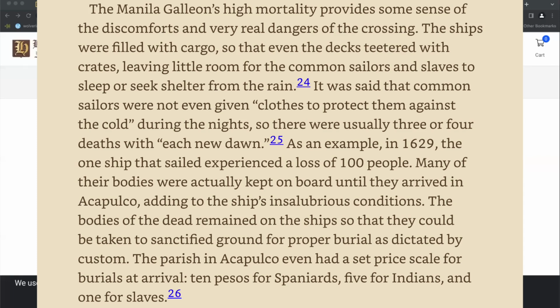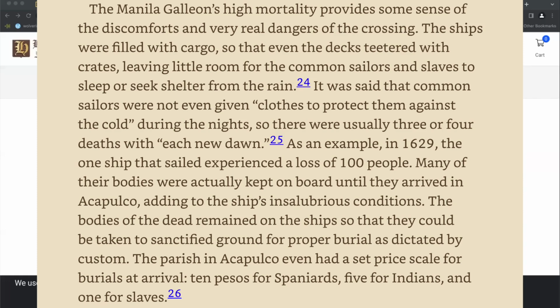You hear what's going on in this middle passage, guys? This ain't no Kunta Kinte story. This is real history. As an example, in 1629, the one ship that sailed experienced a loss of 100 people. 100 people died on the way, and I'm showing you these pictures, guys. These are the people. These are so-called Black Asiatics.